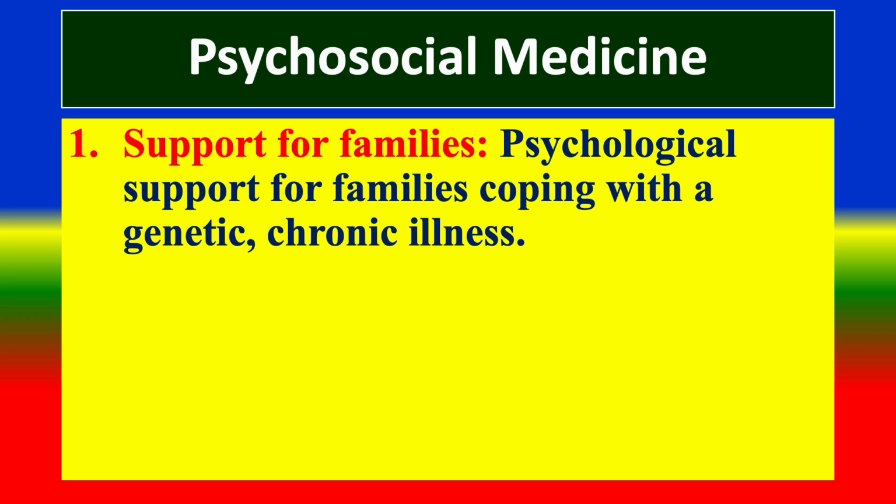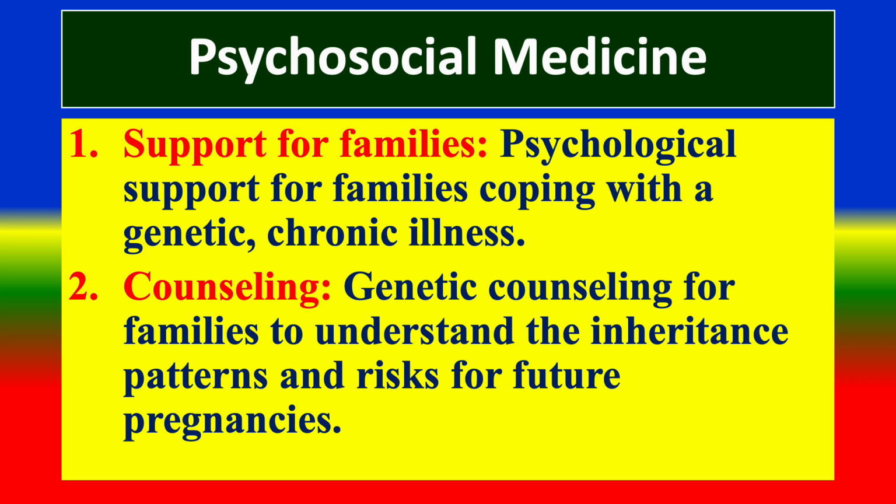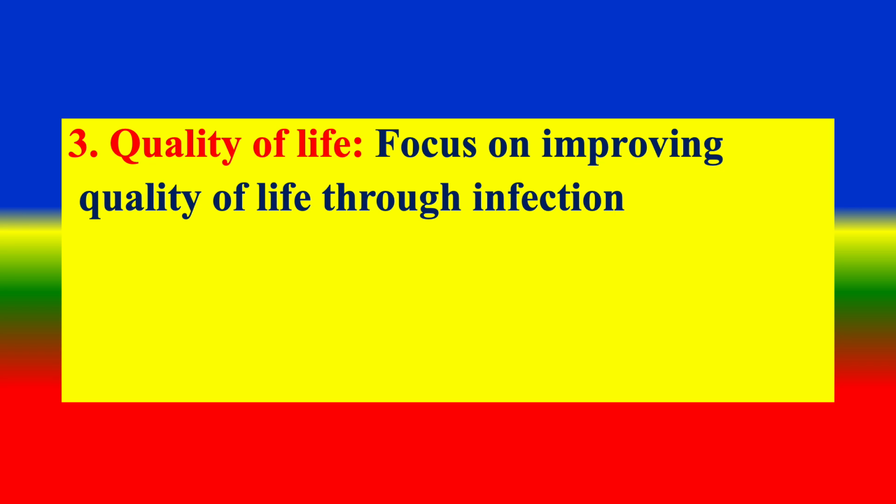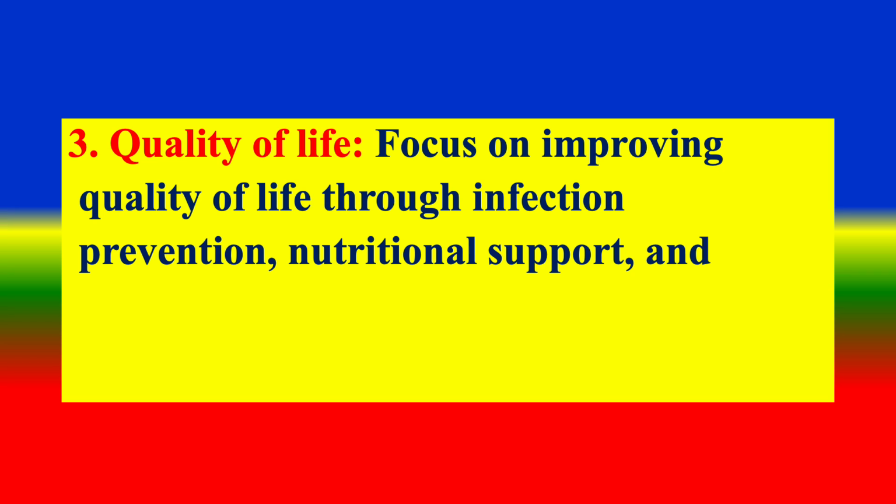Psychosocial medicine. 1. Support for families: psychological support for families coping with a genetic or chronic illness. 2. Genetic counseling for families to understand the inheritance pattern and risk for future pregnancies. 3. Quality of life. Focus on improving quality of life through infection prevention, nutritional support, and regular follow-ups.